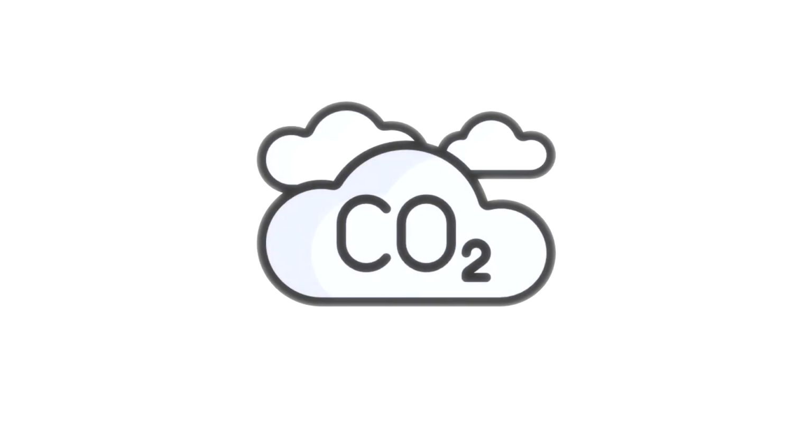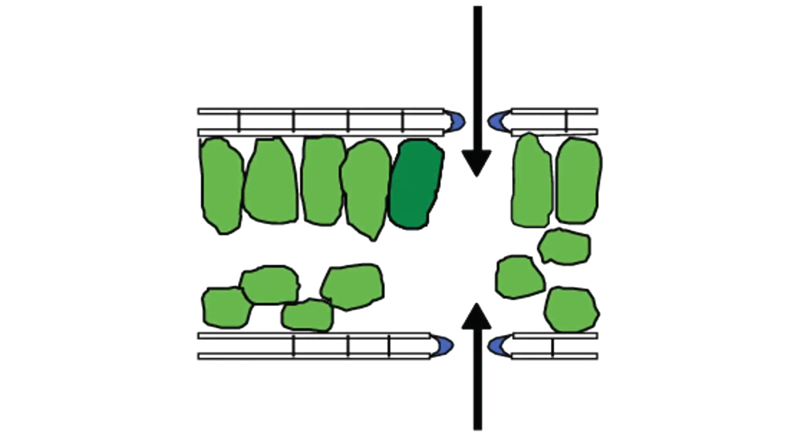But in order for photosynthesis to begin, one last thing is missing: carbon dioxide. To absorb carbon dioxide, plants have structures on their leaves called stomata. Stomata are like tiny holes on the surface of the leaves, which absorb carbon dioxide. These stomata can open and close, allowing the plant to control how much carbon dioxide is absorbed.